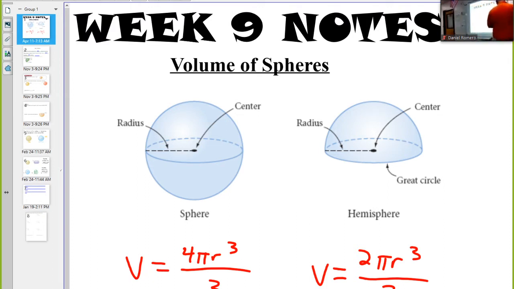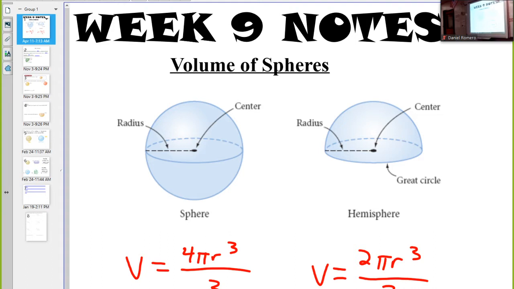Then we moved on to the one base solid. What were the two different one base solids? Pyramids and cones, good. And then finally today, we're going to move on to the last one, which has no bases. And that's a sphere. It's like a ball.